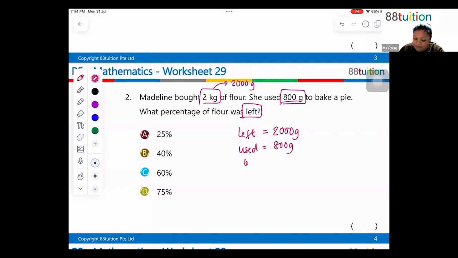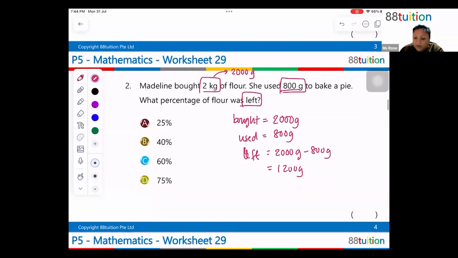Sorry, that's not left. My labeling is not correct. So this is bought. Used 800 grams, left with 2000 minus 800 to give me 1200. Thank you, Evan. Okay, so this is what happened. So you want to find percentage of flour left. So that means how many grams were bought? 2000 grams. How much left?